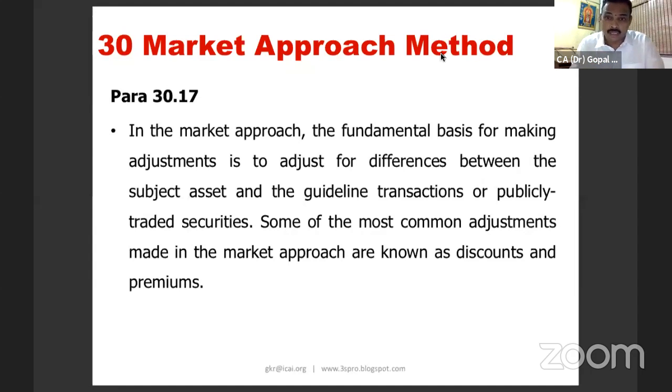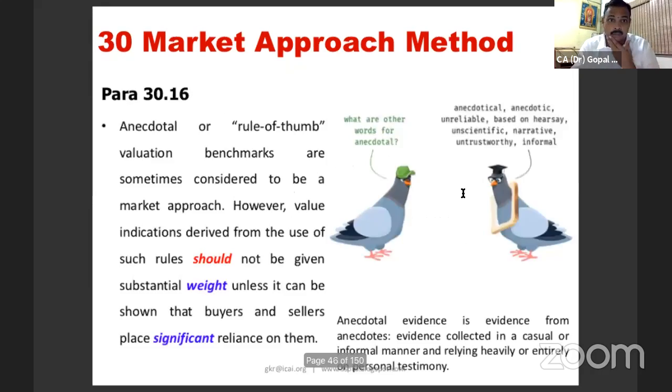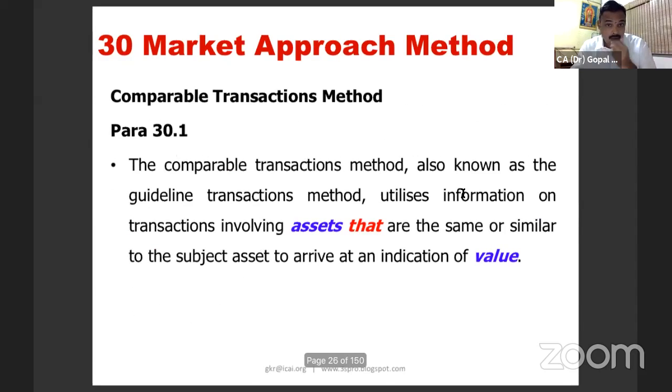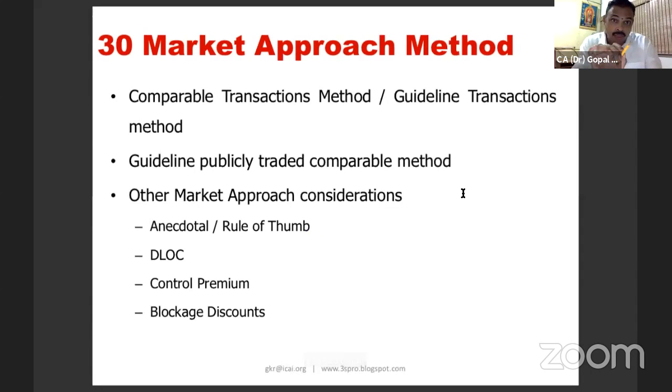That's all. Okay. Some of the most common adjustments in the market approach are discounts and premium. What are the various discounts? We'll see. Now please look at those two approaches. Let me take you to the first approach. First method. Okay. The first method is comparable transaction method, which is actually in 30.1. Comparable transaction method, 30.1. Actually, the methods are this. Please look at this.